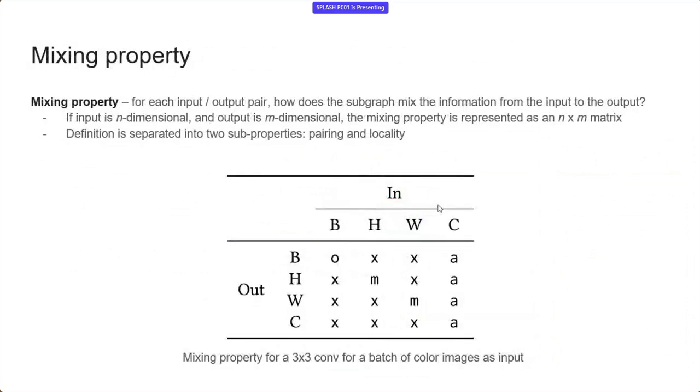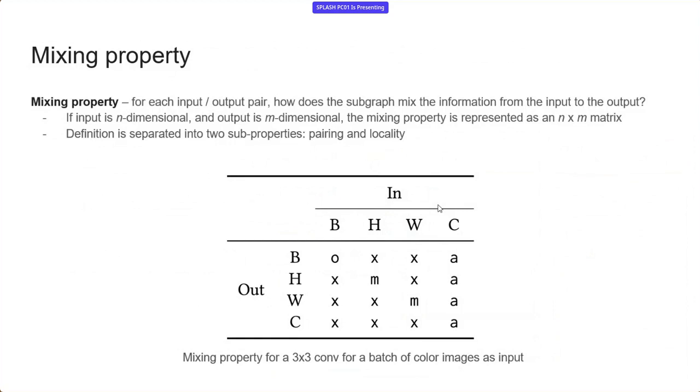So this last one is a little bit more involved, and it's called the mixing property. And what it tells us is how the information is mixed as it flows from an input to the output. The easiest way to understand this is with a few examples. If you think about a convolution, as the input passes through the convolution layer, there's some local mixing of information going on that's given by the kernel of the convolution.